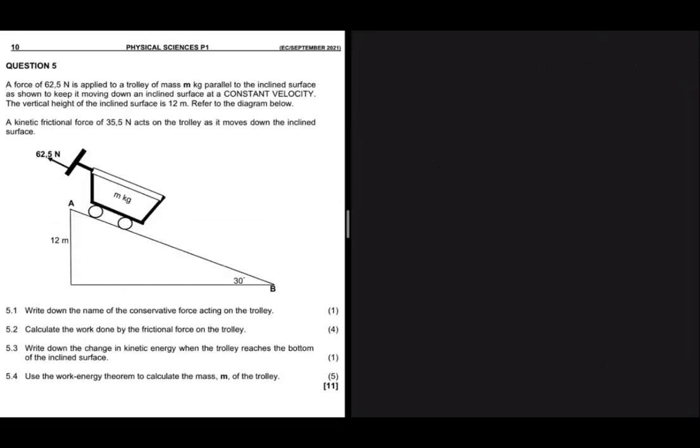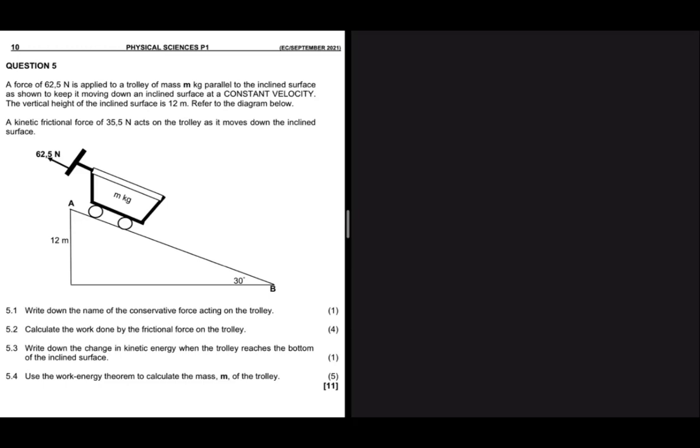A force of 62.5 Newton is applied to a trolley of mass m kg parallel to the inclined surface as shown to keep it moving down an inclined surface at a constant velocity.